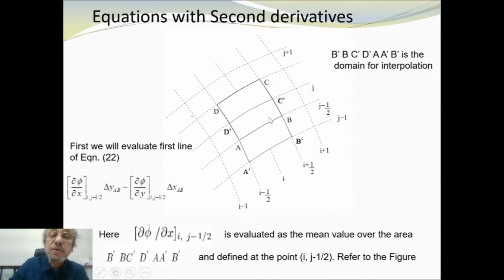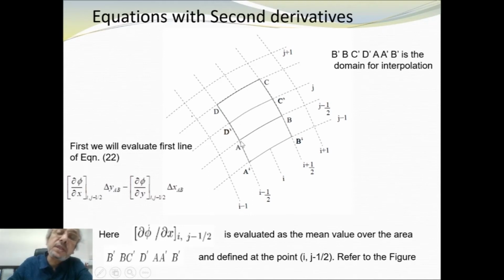This domain is not ABCD. Rather, if we take this point as the midpoint, then the cell being defined is A prime, B prime, C prime, D prime. This is a pseudo definition, and it is not being used to evaluate the Laplace's equation over the domain of interest.